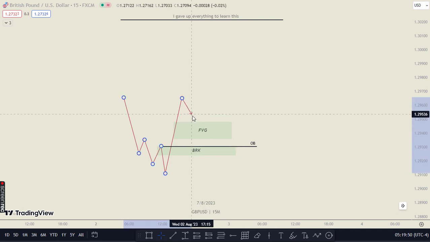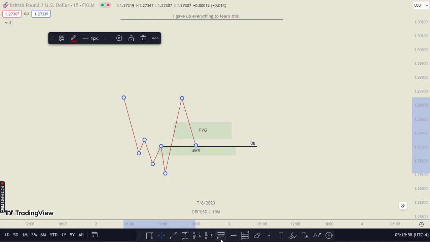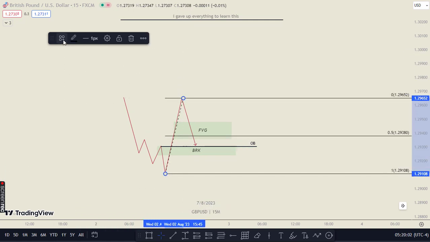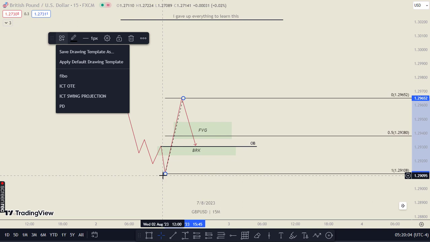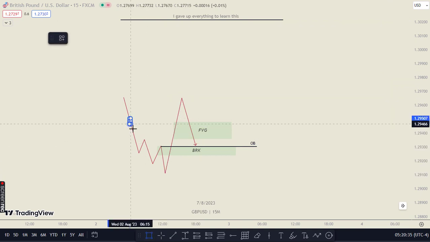You can enter from this fair value gap right here. You can enter from this order block or this breaker. You can also enter from an OTE level. An OTE level is when you pull the fib from this area right here to this swing, and the OTE is this level right here, the 618, the optimal trade entry. You can even have an inverted fair value gap right here.